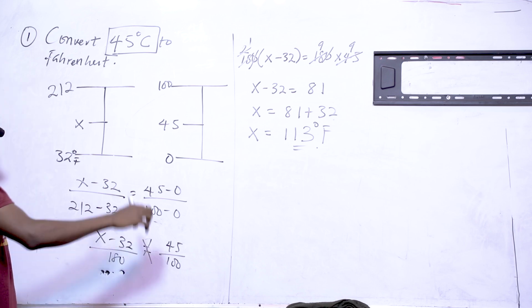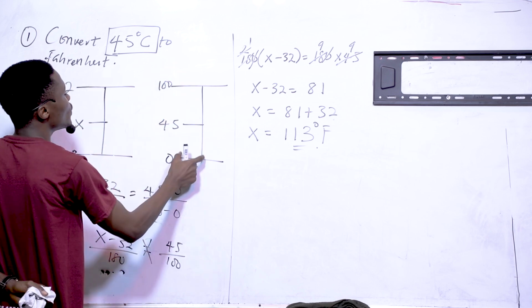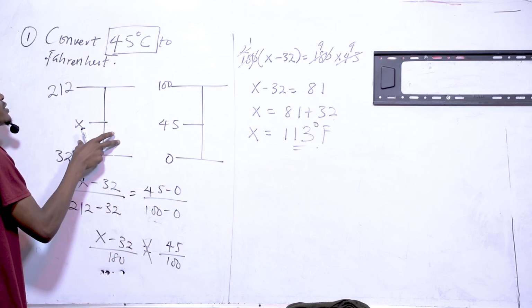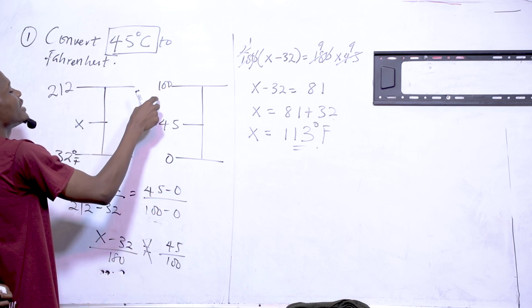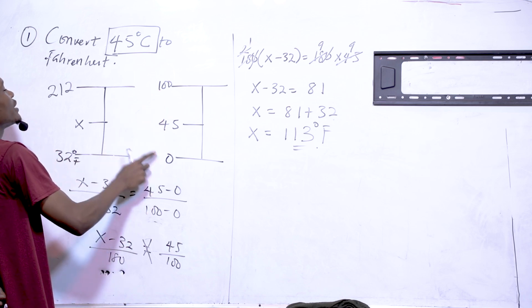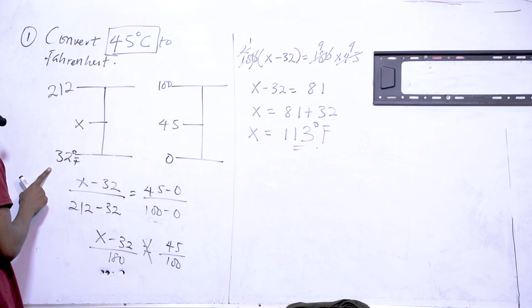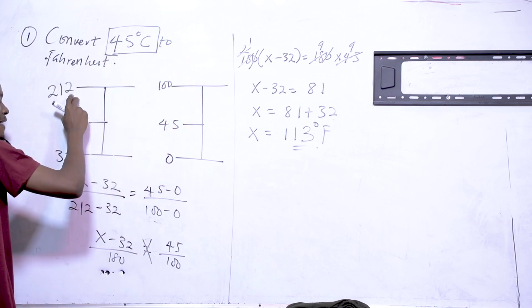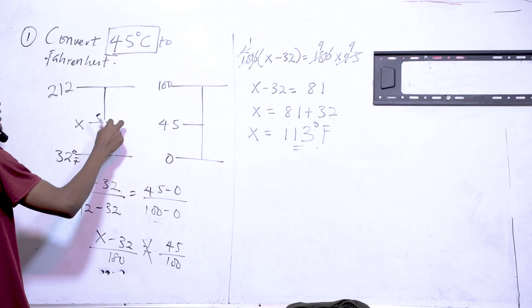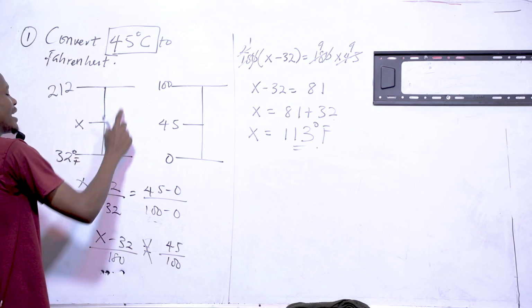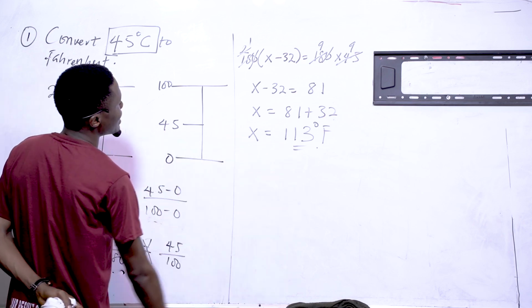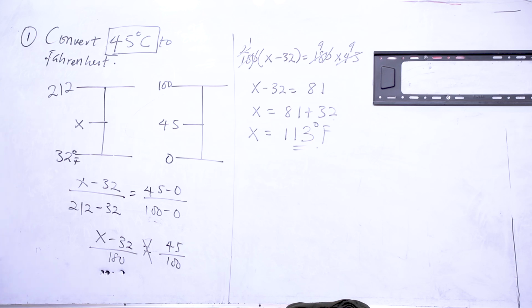Okay, so remember, all we needed to do was we draw the two scales, and when we draw the two scales, we represent their upper and lower fixed points. So why did I draw Fahrenheit? Because I am converting from Celsius to Fahrenheit. And then use the formula small interval over large interval is a constant. So when I do that, I will get my answer as 113 degrees Fahrenheit.